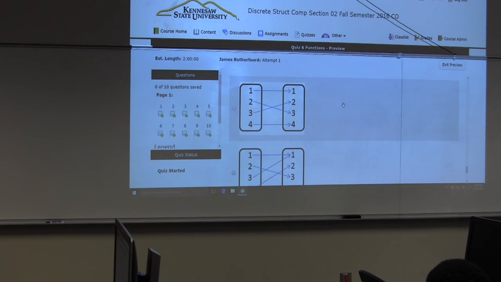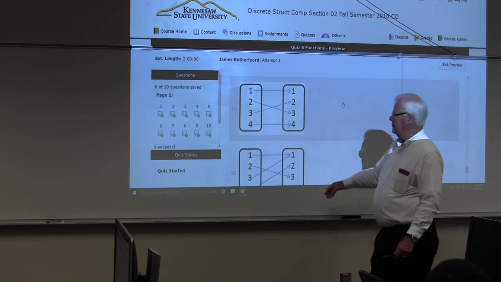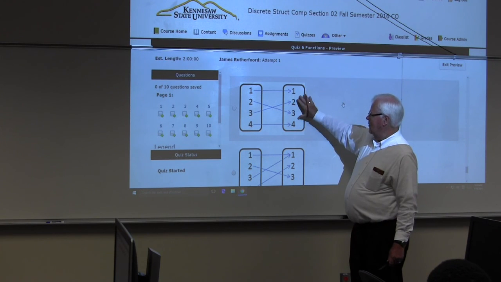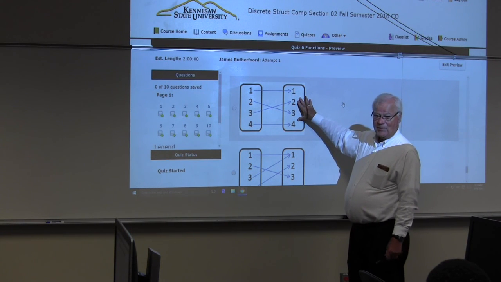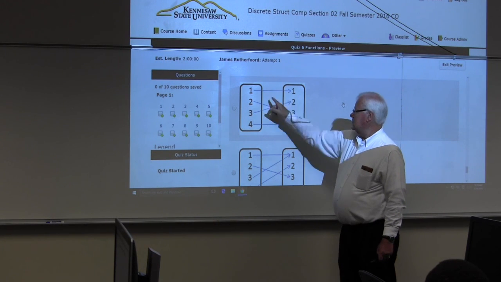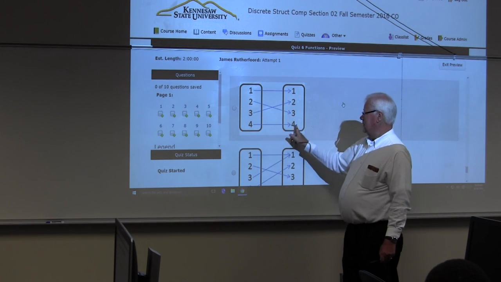How about this second one? Yeah, it's a one-to-one onto function. It's a one-to-one onto function. Remember we said it had to be one-to-one correspondence in order to even have an inverse. And yes, going backwards, everything's fine.